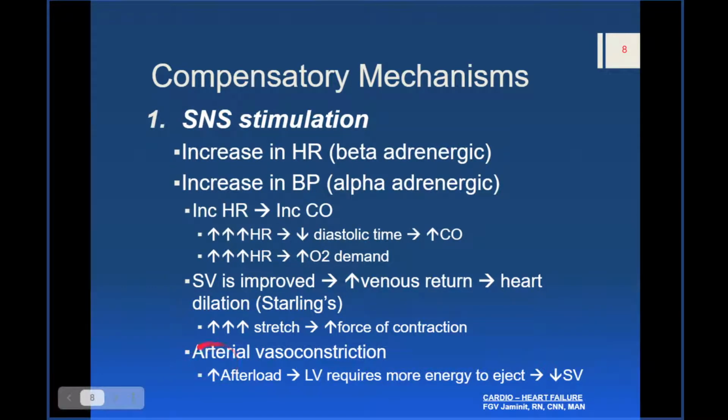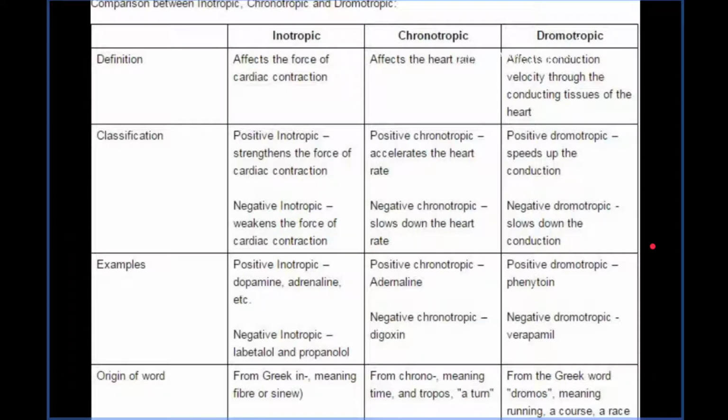So arterial vasoconstriction can also happen, which increases the afterload, wherein the left ventricle requires more energy to eject the blood out of it, which therefore leads to a decrease in the stroke volume. So when we talk about cardiac activity, we may pertain also to these following effects. Okay, the following are effects of the activity to the heart. There is an inotropic effect, chronotropic, and the dromotropic effect.